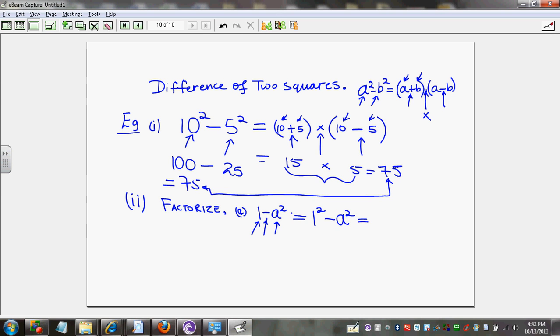Because if we have the difference of 2 numbers squared, we know it's equal to the product. Product means what is between here is product. The product of the sum and the difference of the 2 numbers. What are the 2 numbers? One number is the number 1 and the other number is a. So you put 1 here and a, and you put 1 here and a. So the factorization will be 1 plus a multiplied by 1 minus a. Okay, so you could write that.